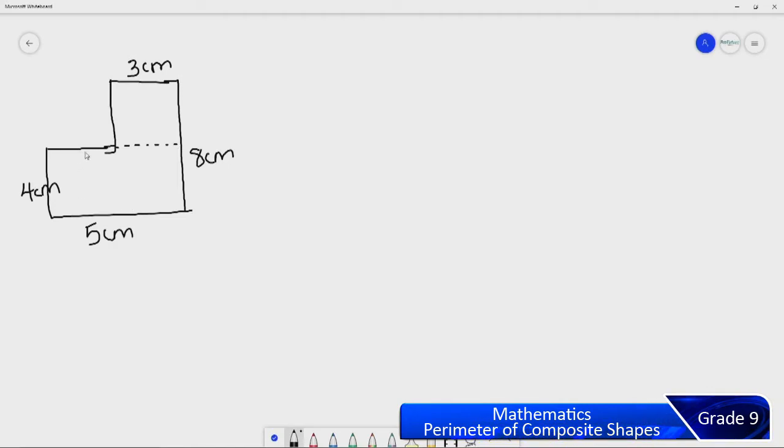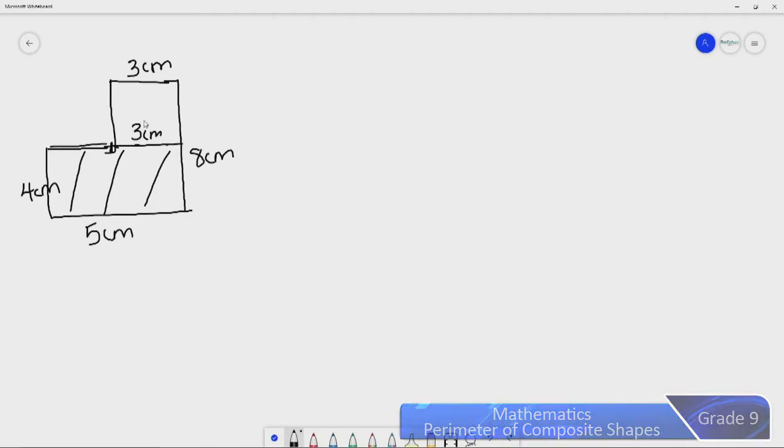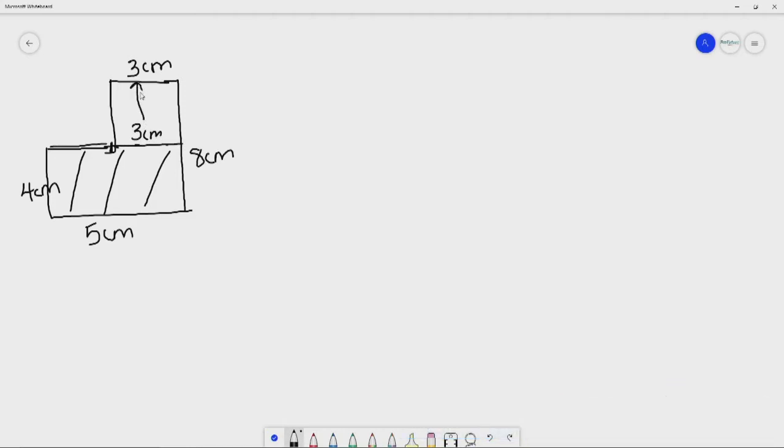Now let's look at this shape here. We know that this is a rectangle, and one of the properties of a rectangle is that the opposite sides are always equal. That means that if this length here is 5 cm, this length here should also be 5 cm. But it's broken there, and this length here is actually 3 cm, based on this length there.